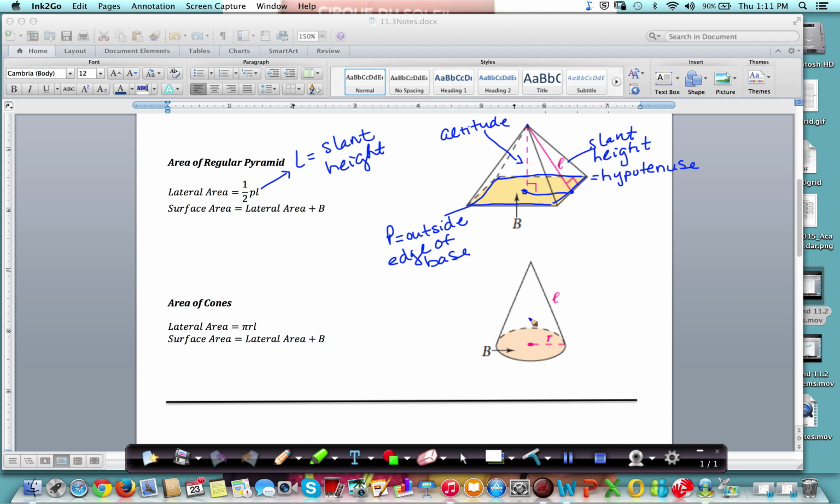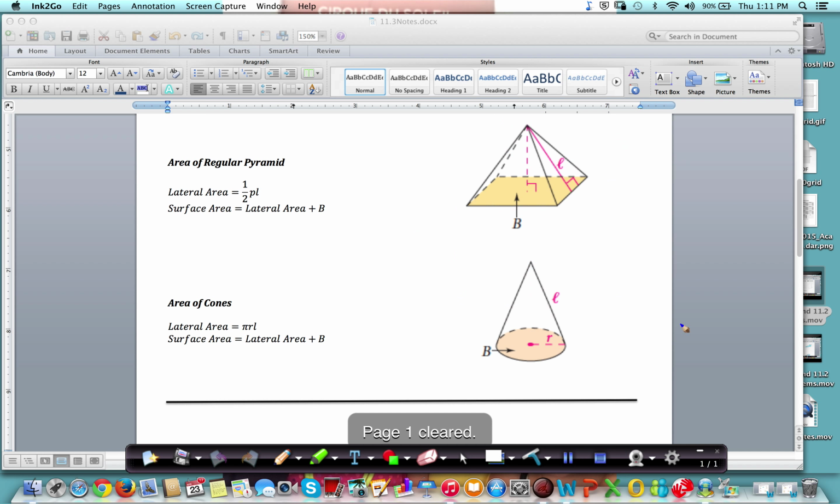Same thing happens in your cone. You've got your altitude that starts here and goes straight down and forms a right angle. So that's your altitude. And then your slant, and then your radius, of course, from the middle to the outside edge of your circle. So just some keywords there for you to know. Now let's actually practice doing a few of these.